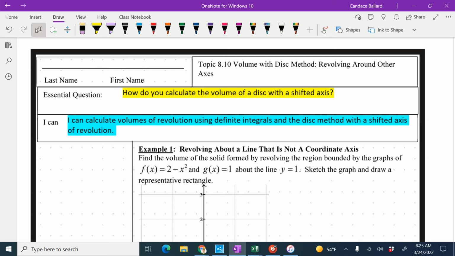So in example 1, we're going to be revolving around a line that is not on a coordinate axis. So we saw in the last topic that you could revolve around the x-axis or the y-axis. In this one, we're going to move the axis. So we see that we have: find the volume of the solid formed by revolving the region bounded by the graphs of f of x equals 2 minus x squared and g of x equals 1 about the line y equals 1. Sketch the graph and draw the representative rectangle.